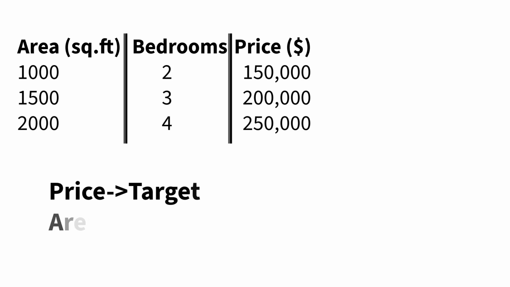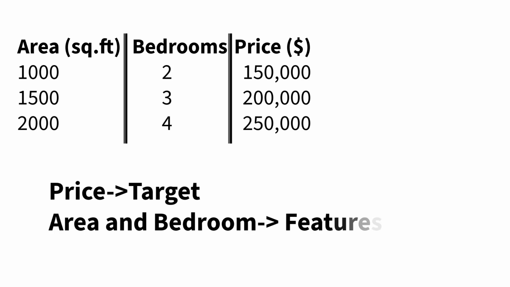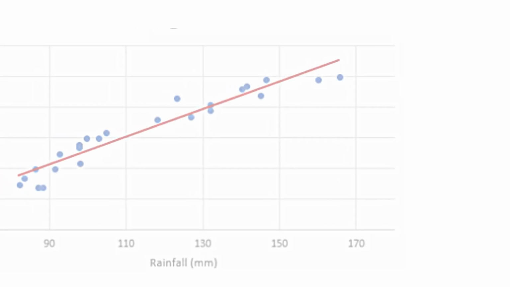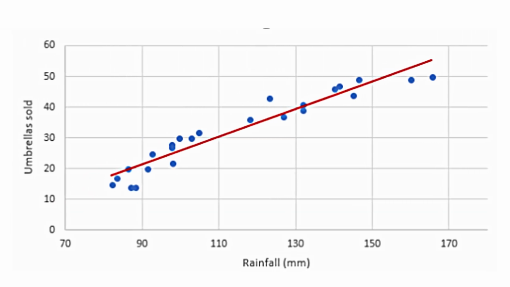I believe most of you guessed it right. Yes, the target column is price, and the rest of the columns are called features because they are used for predicting a target column. Regression will try to fit a line or curve that best represents the relationship between these inputs and outputs. This line helps us predict new values. This process is called model fitting.